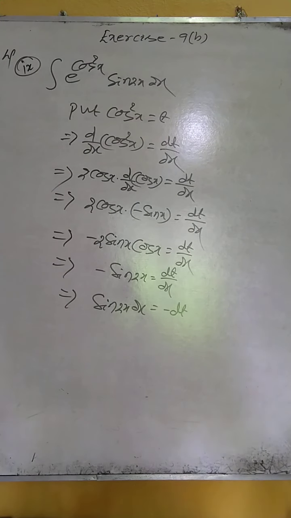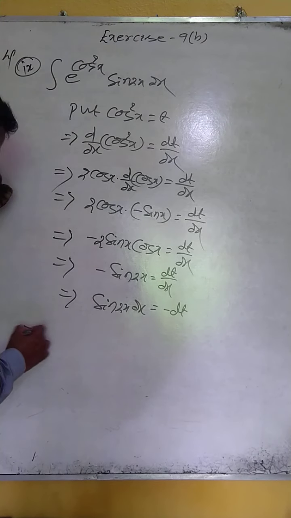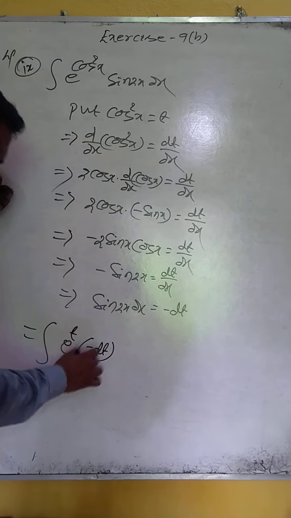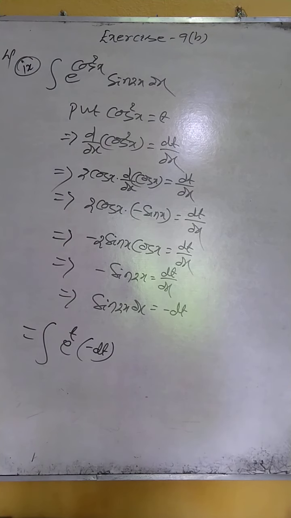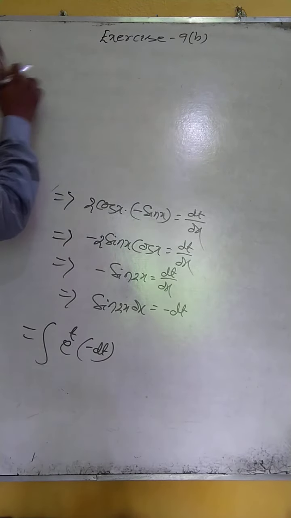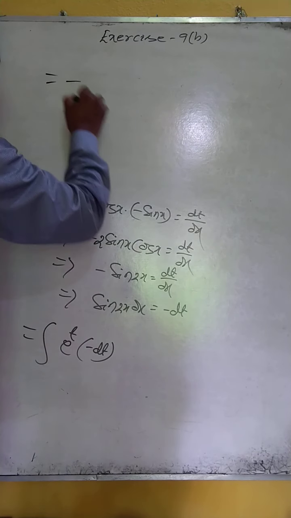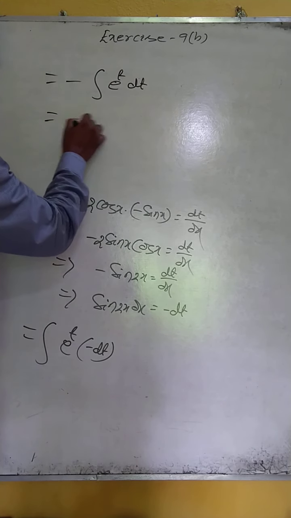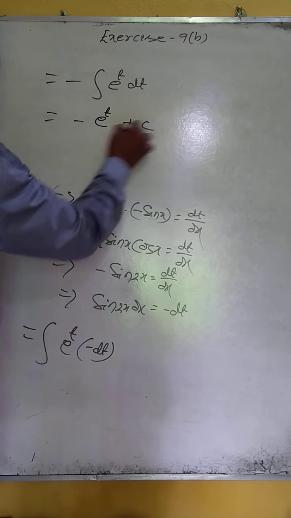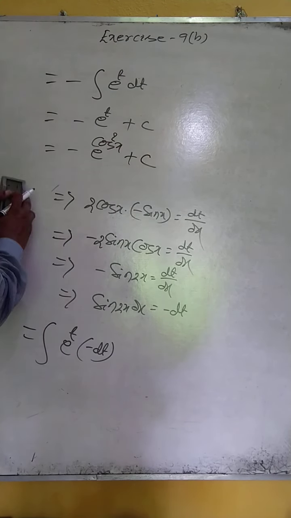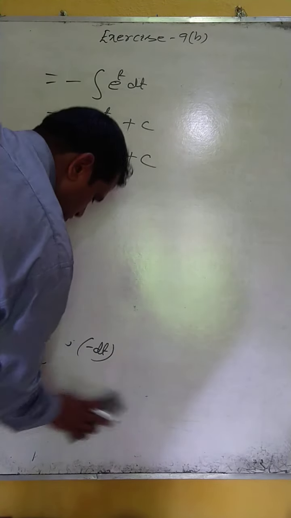Okay, so we write the integral of e to the power t into minus dt, that equals minus integral e to the power t dt, that equals minus e to the power t plus c, which is minus e to the power cos square x plus c.